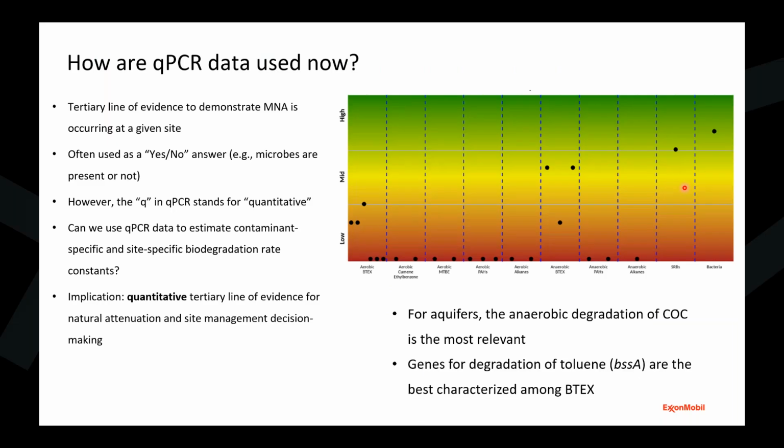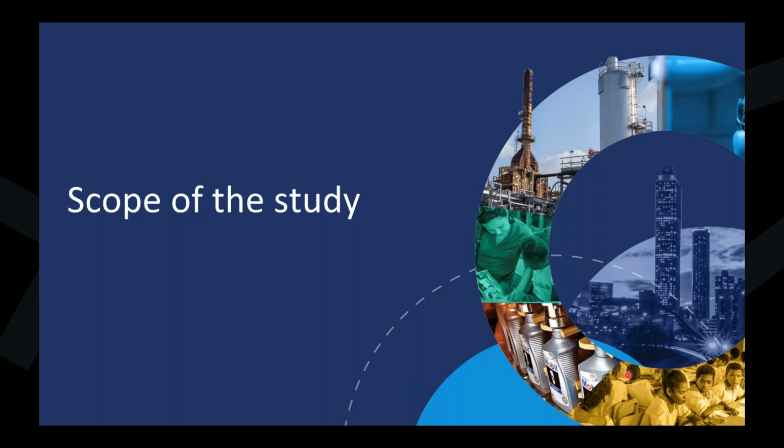So, as mentioned before, for aquifers, we are talking mainly about anaerobic conditions, so in the absence of oxygen, for the most relevant contaminants. And so we chose to start from BTEX, and in particular from toluene, because the gene for the degradation of toluene, bssA, or benzylsuccinate synthase subunit A, is the best characterized among all the other BTEX. And so what was the scope of this study?